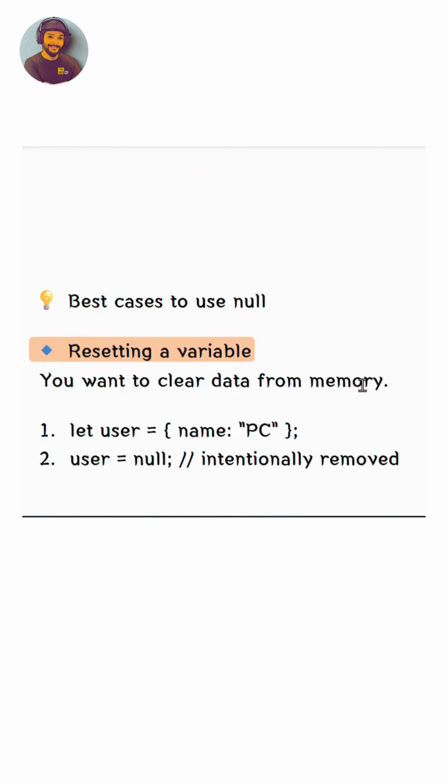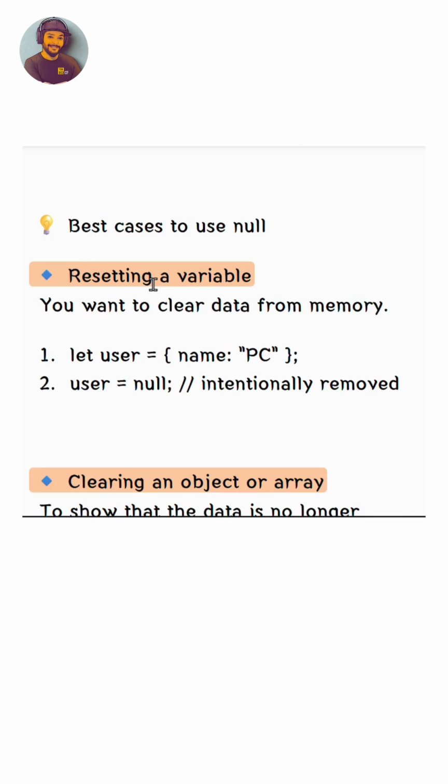So we will discuss a possible example. The best cases to use null: first one is resetting a variable, where you want to clear data from memory. Let's assume that we have a variable user in which we have an object, and now we want to clear the data. So we can use user = null. It means we are intentionally removing the object.